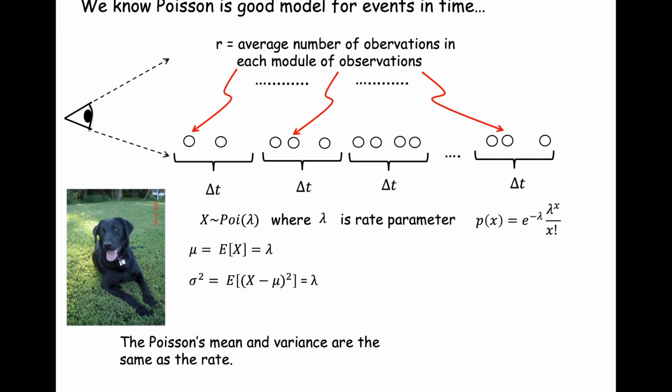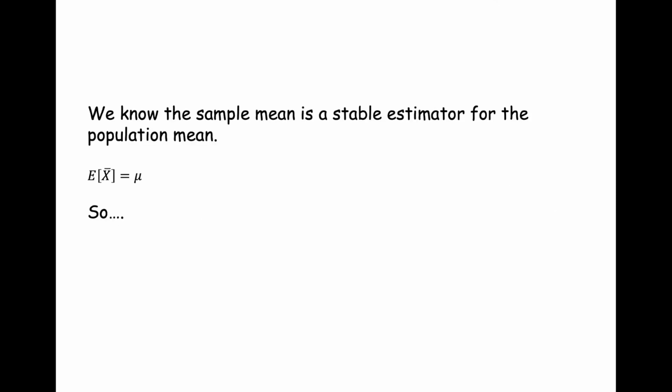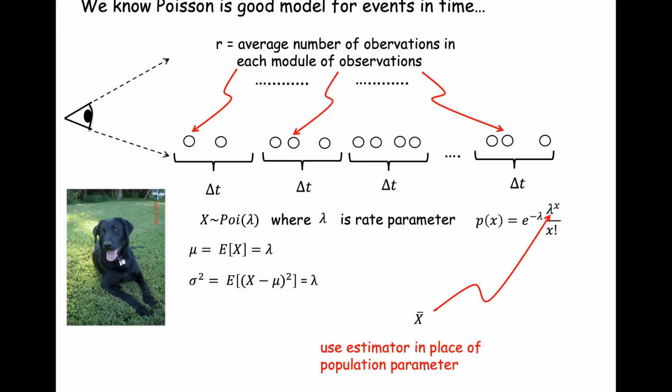And so we take this Poisson, and let's say we make an observation. We know that the sample mean is a stable estimator for the population mean because it's both unbiased and it's also consistent. So that being the case, everywhere we see the mean of the Poisson distribution, lambda is the mean, we can replace it very confidently with x bar.